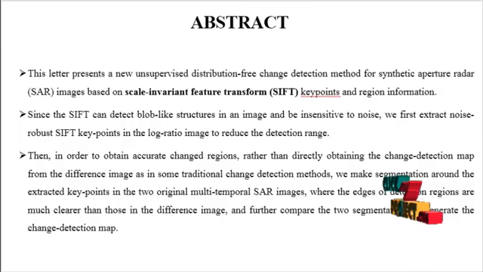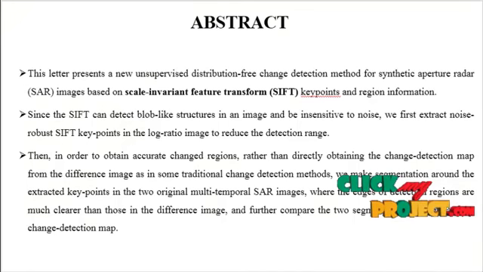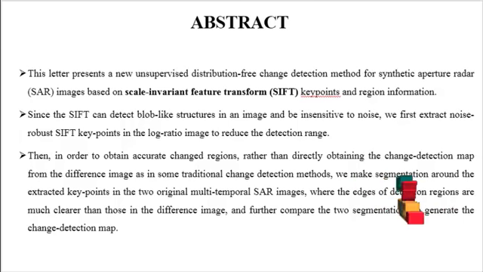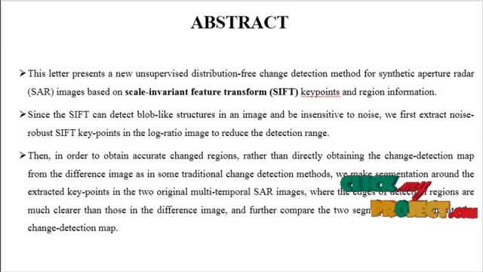In this paper, we present a new unsupervised change detection method for synthetic aperture radar, that is, SAR images, based on the scale invariant feature transform, that is, the SIFT feature, otherwise known as the SIFT key points, and region information. Since SIFT can be detected from the blockwise structures in an image and is insensitive to noise, we first extract the noise robust SIFT key points in the log ratio image to reduce the detection noise.